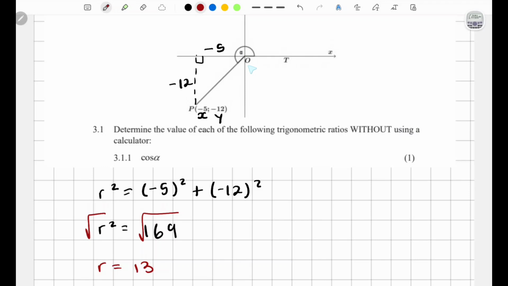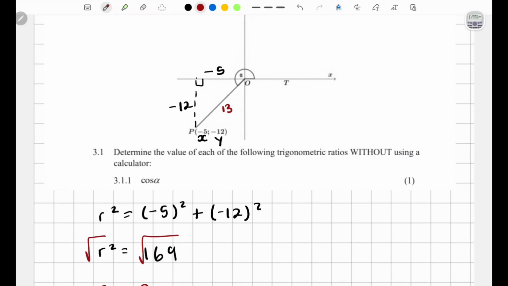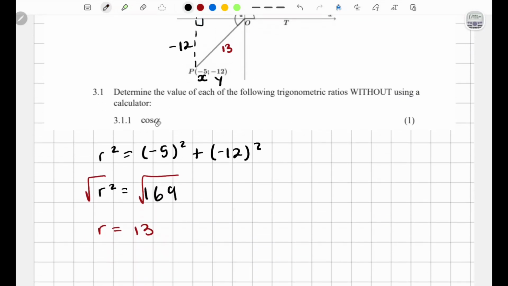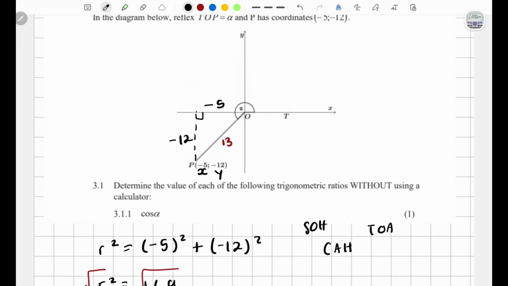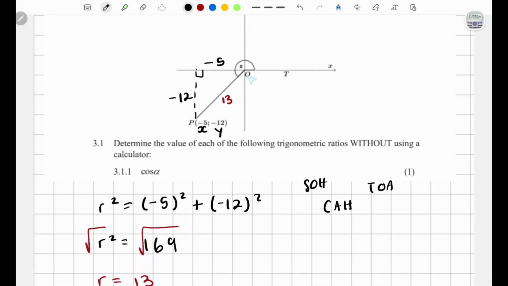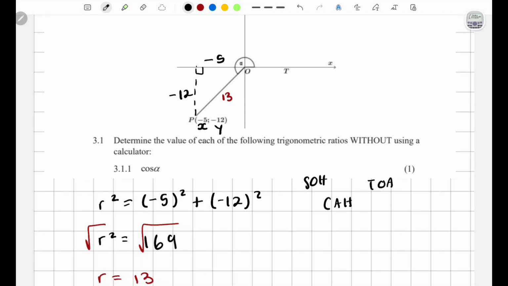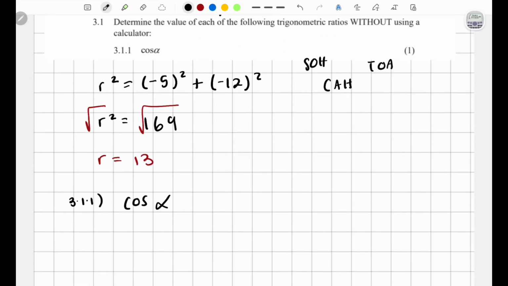So now we know what the opposite, the hypotenuse, and the adjacent side is, and we can find cos of alpha. So to find cos of alpha, remember, cos is speaking about CAH in SOHCAHTOA, right? So it's the adjacent over the hypotenuse side. So let's look at what we have. The adjacent side, if your reference angle is here, is the side that is next to the angle. So that's -5 over your hypotenuse, which is 13. So it means that cos of alpha is equal to -5 over 13.